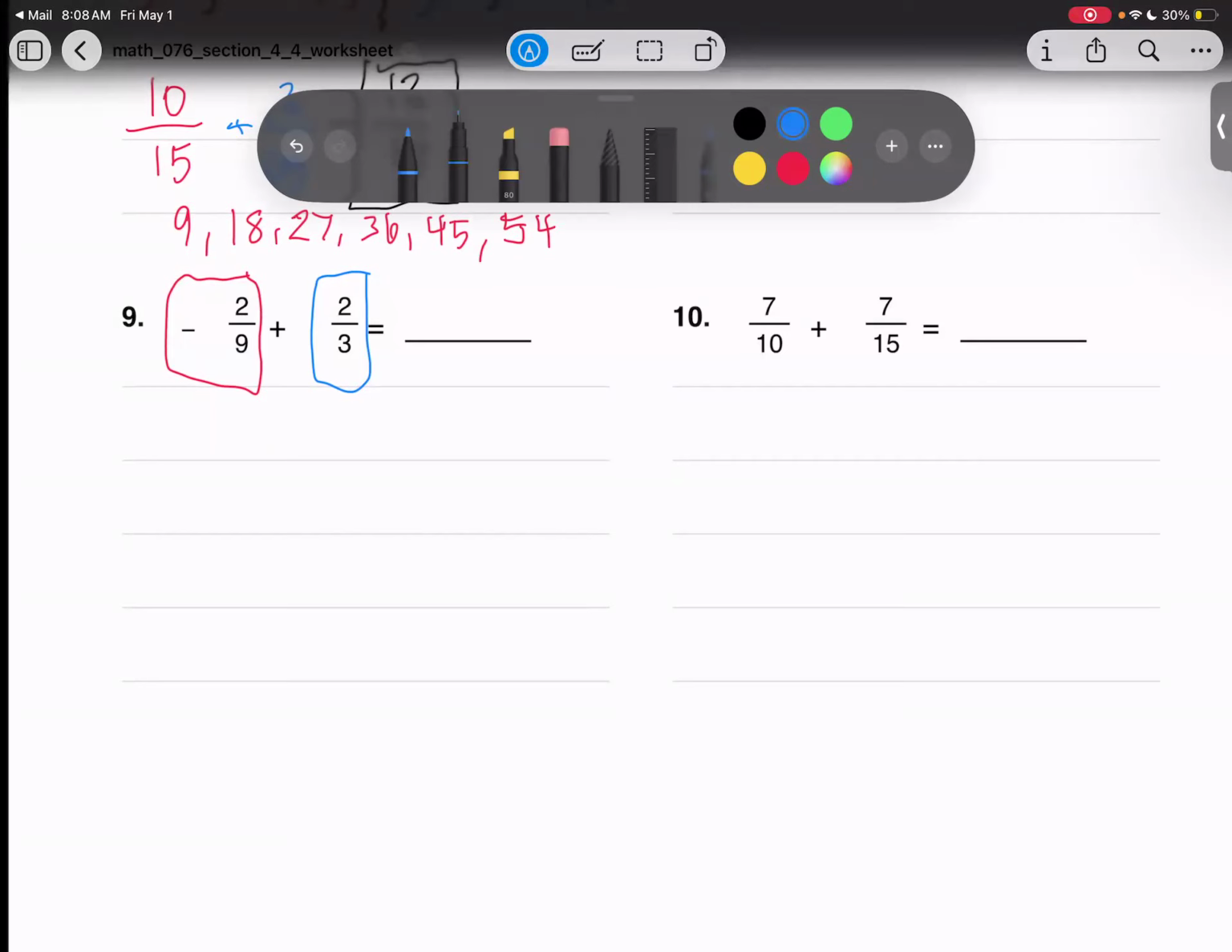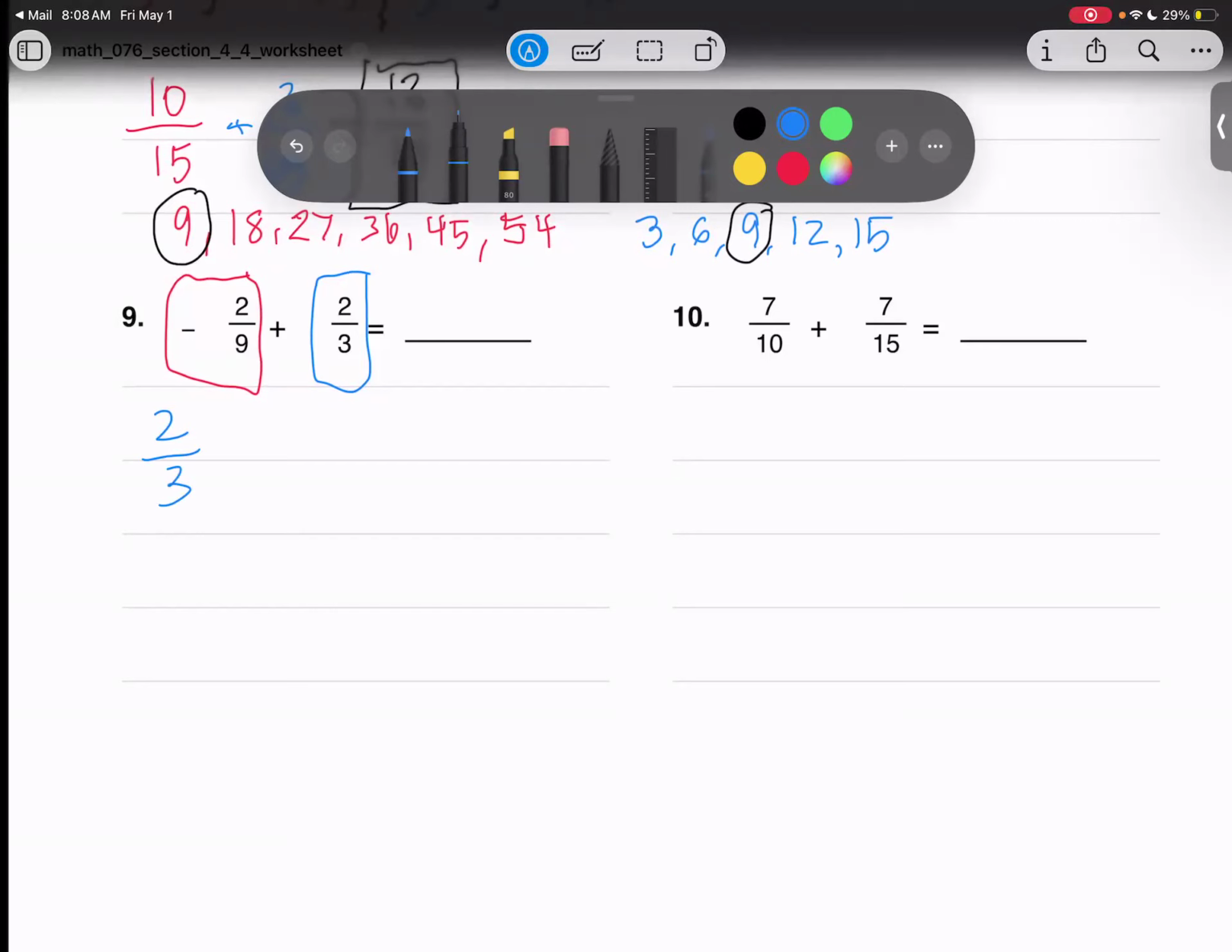And then let's look at my multiples of 3. 1, nope, not 1. 1 times 3 is 3, 6, 9, 12, 15. Oh, I could keep going, but I do notice we have something in common already. They both have a 9. So 2/9 is already good to go. I don't need to change that fraction. It already has my lowest common denominator. So I just need to change 2/3.